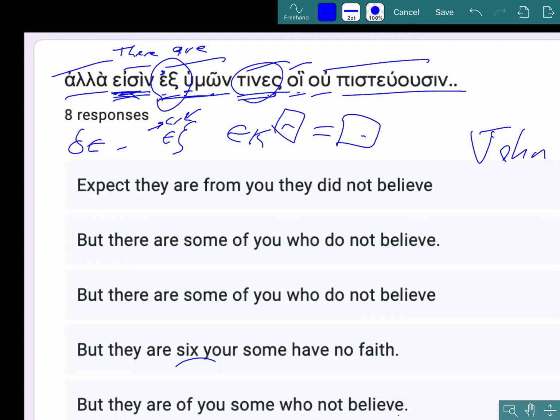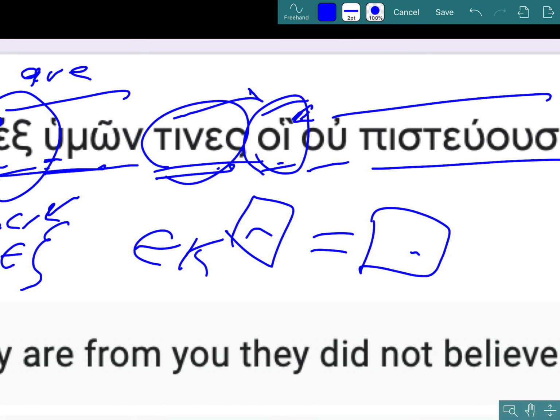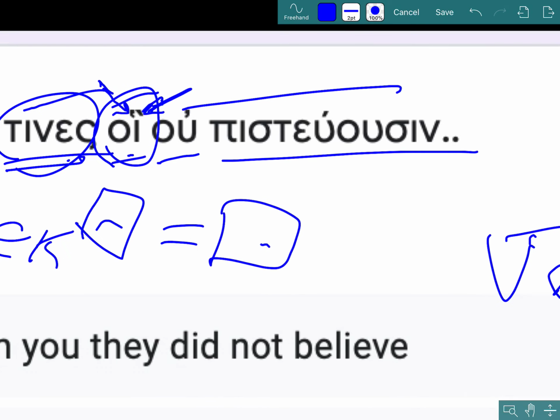then we have the relative pronoun, who. It's the relative pronoun because there is both the accent, let me make that bigger for you, both the accent and the rough breathing mark. Remember, if it was an article, you would only have the rough breathing mark, but in fact we have both, and so we know it's a relative pronoun, nominative plural, who do not believe.